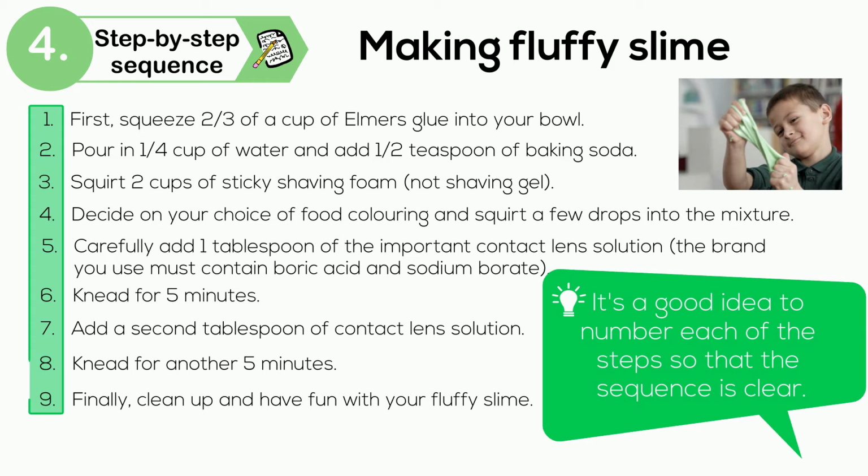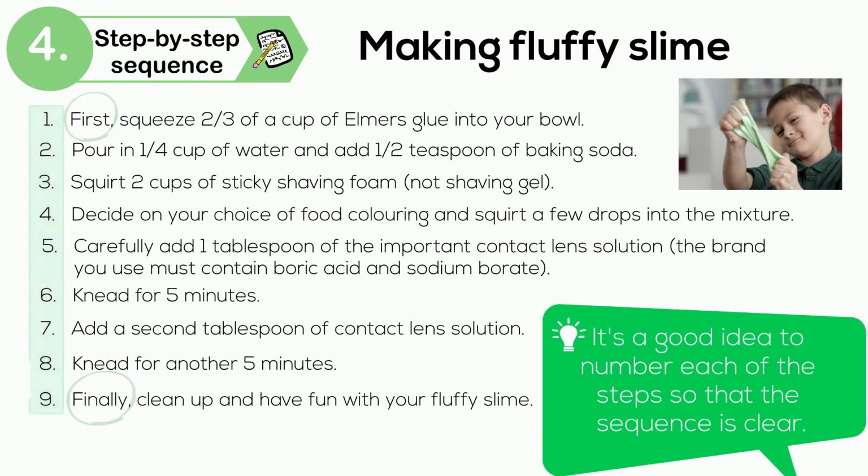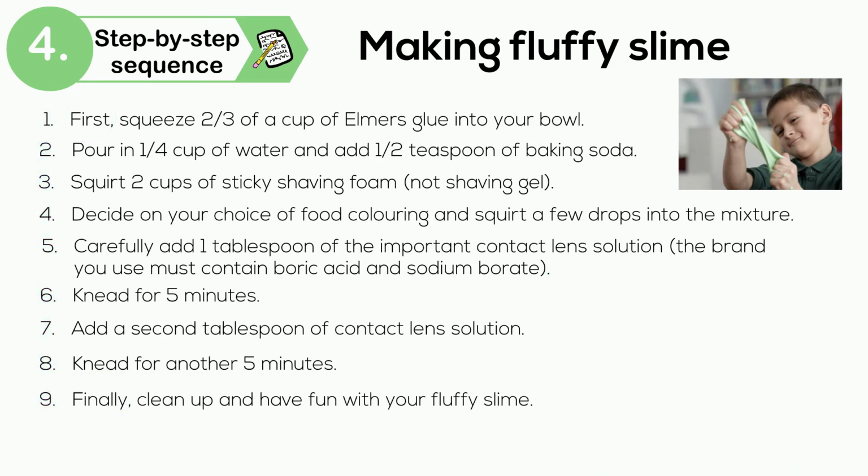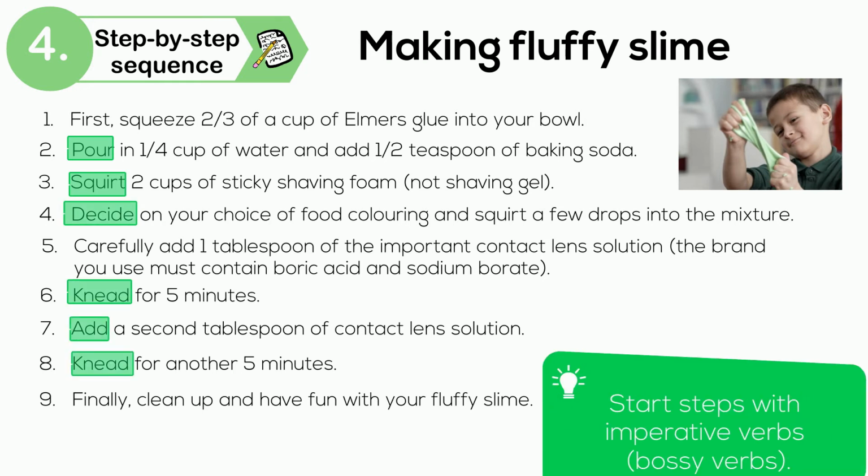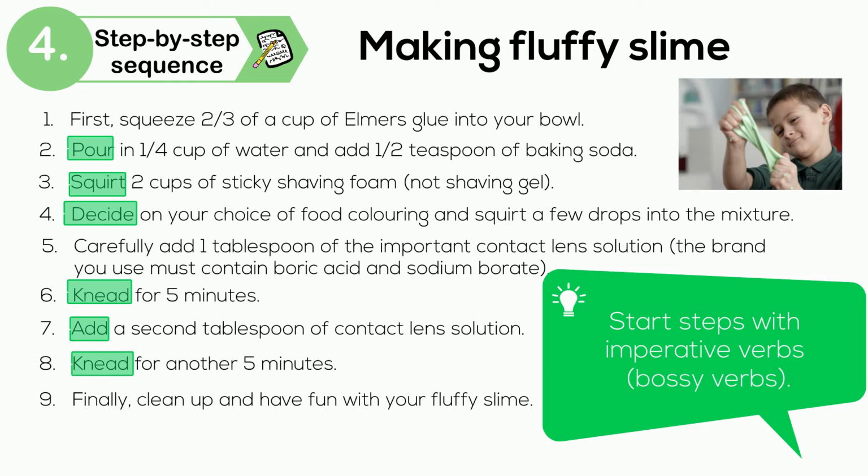Because the steps are numbered, you don't really need to use sequence connectors like first or next or finally. Although sometimes it's good still to include some of these because it helps your instructions to have more flow. You'll also notice that many of the steps begin with an imperative verb. Pour, squirt, decide, knead, add. They're all commands or bossy verbs. These are good to use because they are clear, concise, and get to the point.